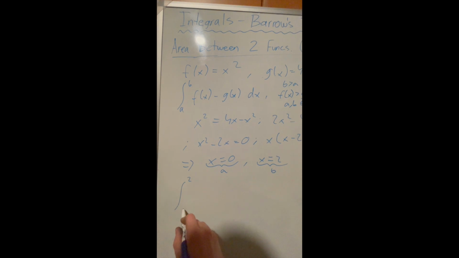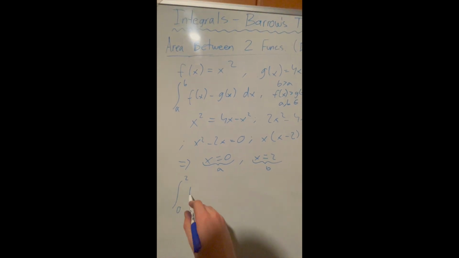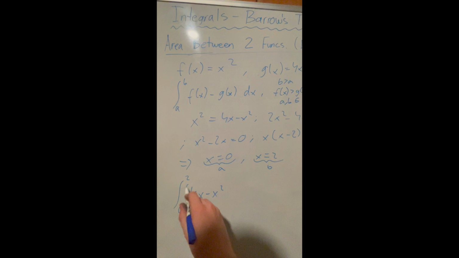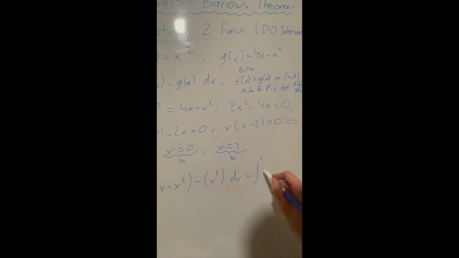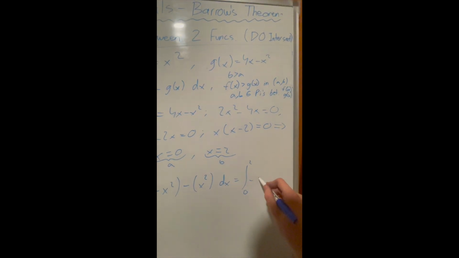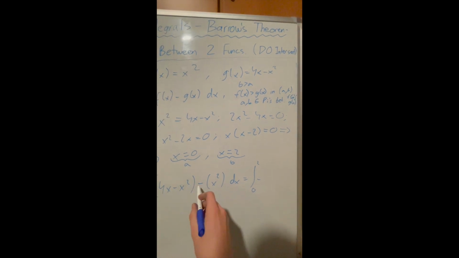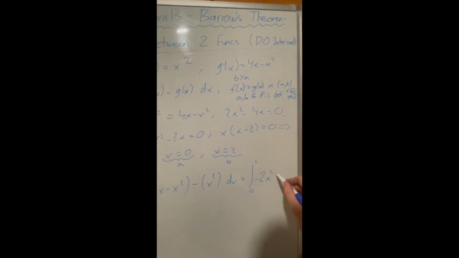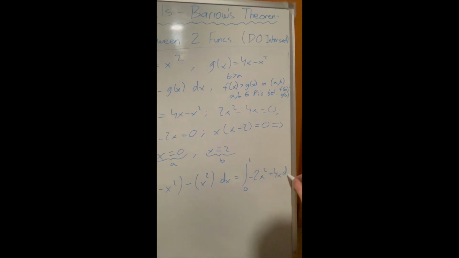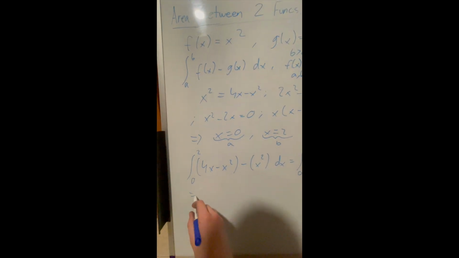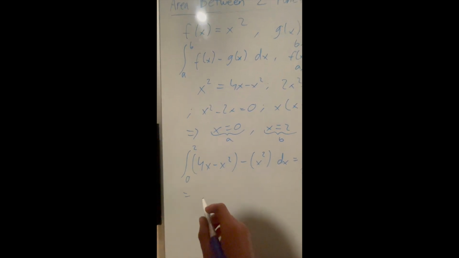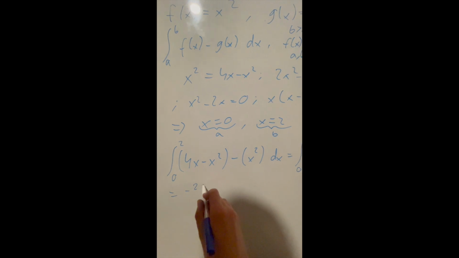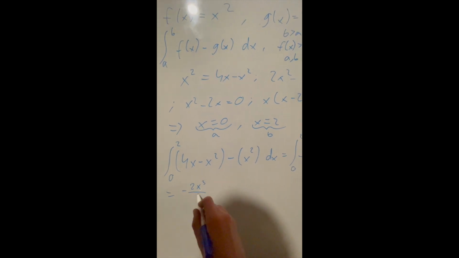So we have upper limit 2, lower limit 0, 4x minus x squared minus x squared dx. This is going to be equal to upper limit 2, lower limit 0, minus 2x squared plus 4x dx. This is going to be equal to minus 2x to the power 3 divided by 3.